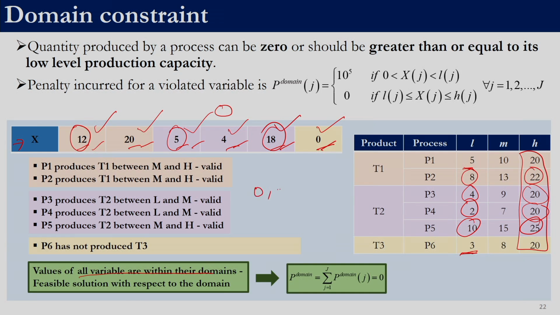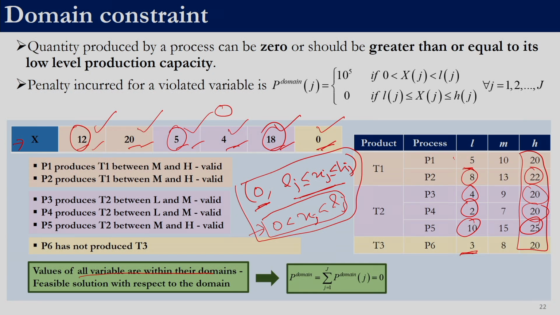So, the domain is 0, comma, Lj, Xj and Hj. It has to be either 0 or it has to be in this range. If Xj is greater than 0 but less than Lj, this is problematic. If a solution falls in this range, then it is an infeasible solution. So, this is the domain constraint. If a solution is in this category and not in this category, then it is violating the domain constraint. In this case all the 6 variables are in their domains, so there is no penalty. The penalty associated with each of them is 0.